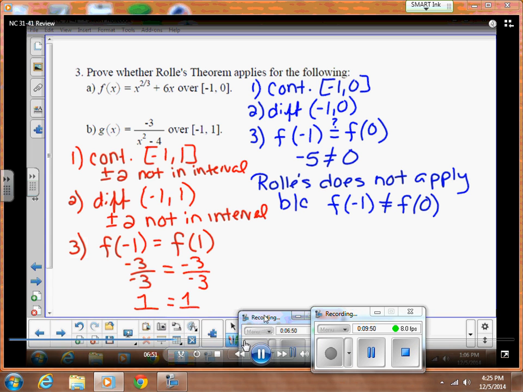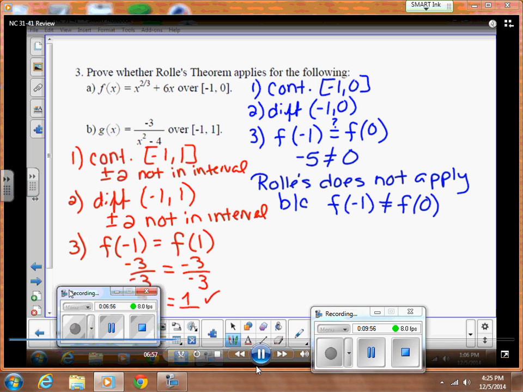The two endpoints do come out equal. They both equal 1. Therefore, if the numbers are the same, it's continuous. It's differentiable. The two endpoints equal each other. Rolle's theorem does apply here.